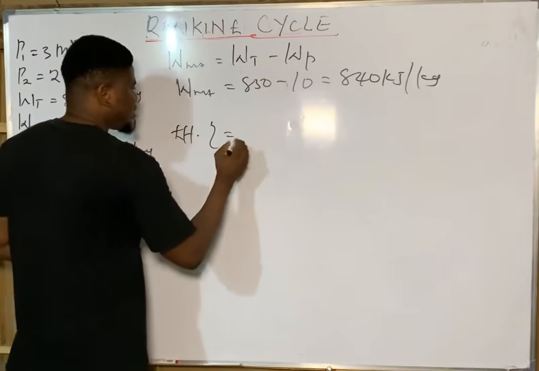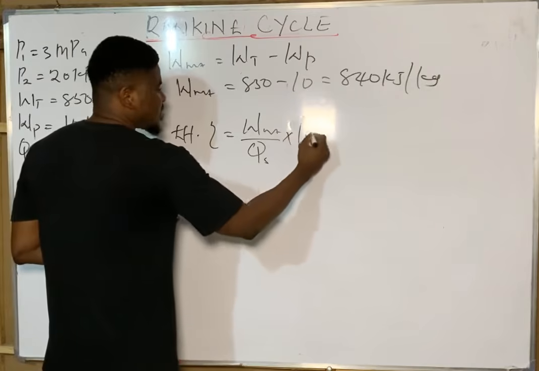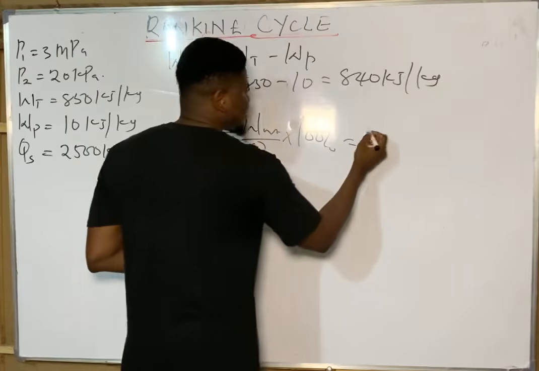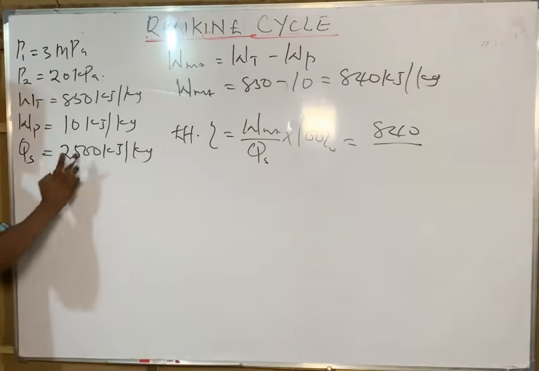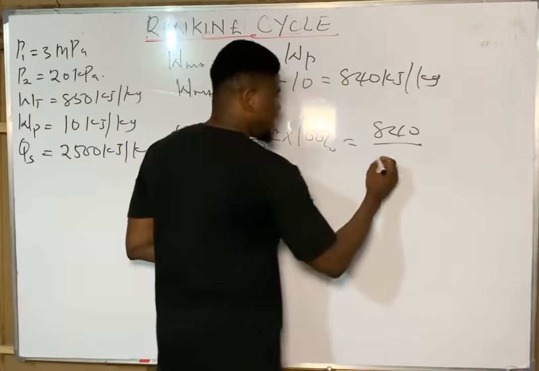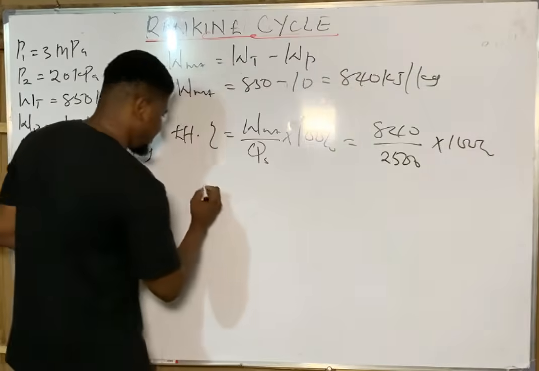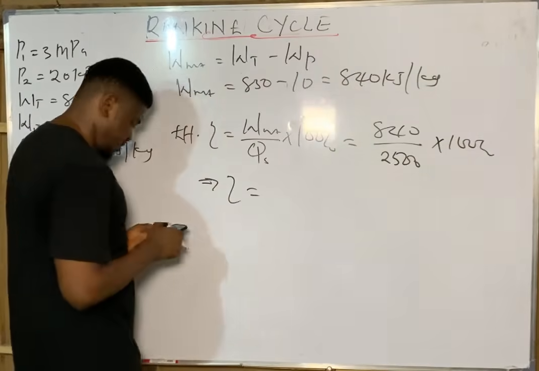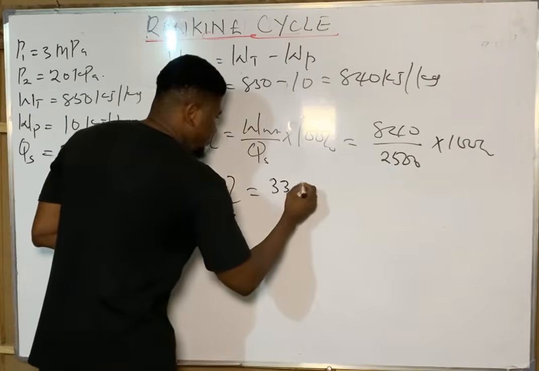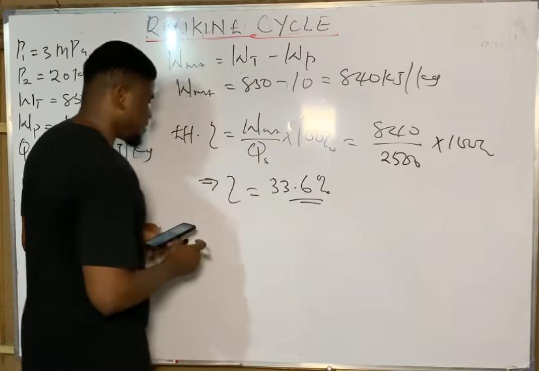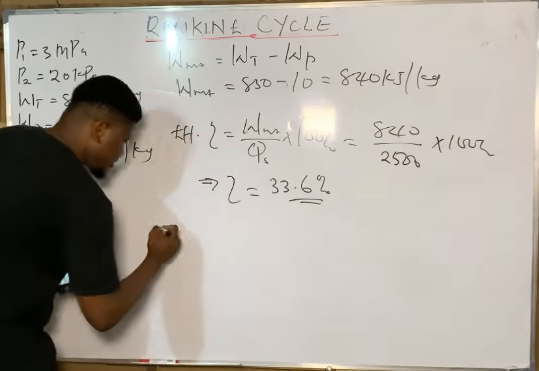Second question says thermal efficiency. Efficiency equals network over heat supplied multiplied by 100%. So network is 840 divided by heat supplied from the equation, which is 2500, multiplied by 100%. This simply implies that our efficiency is equal to 33.6%. That's our efficiency.